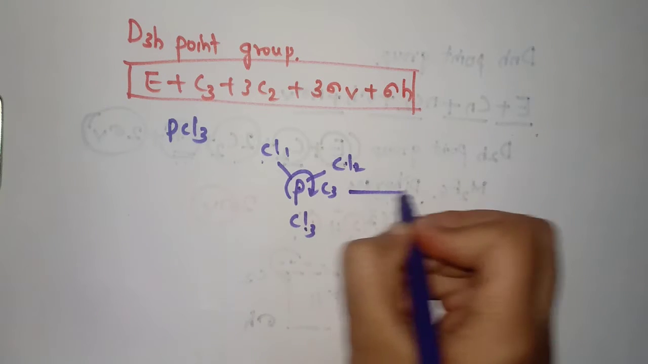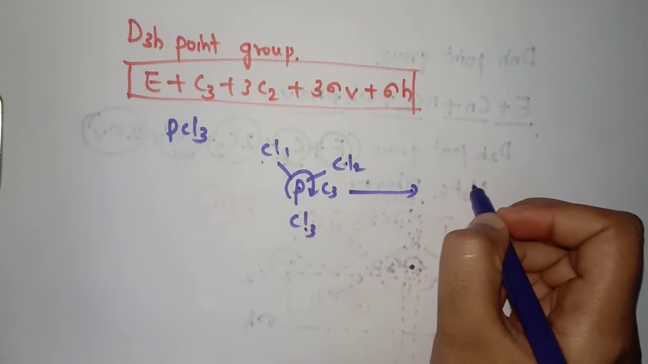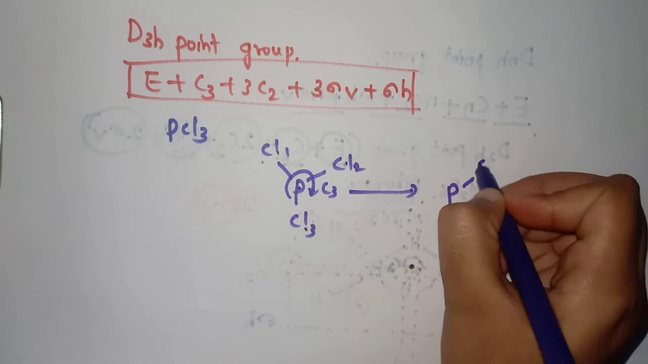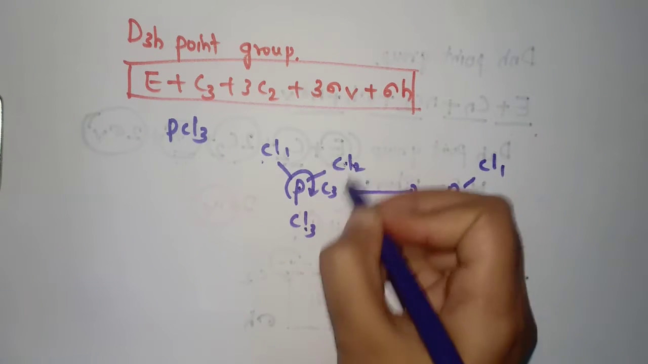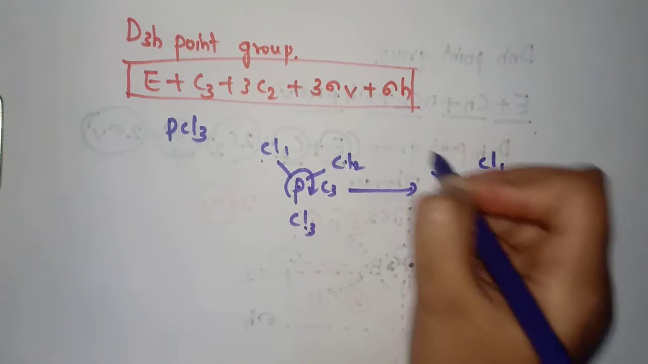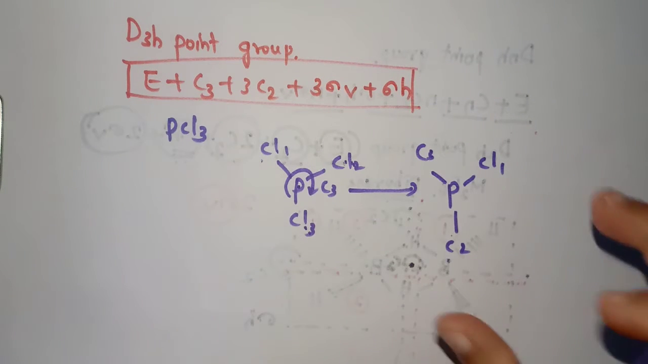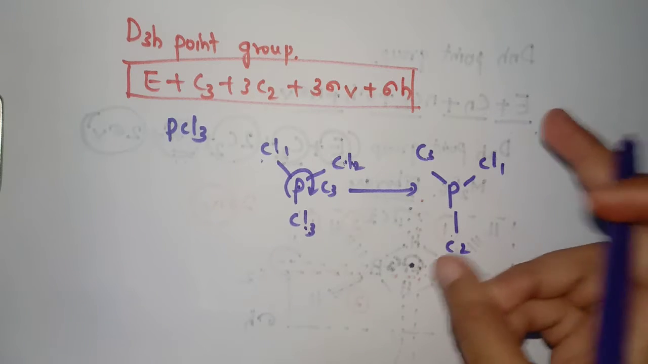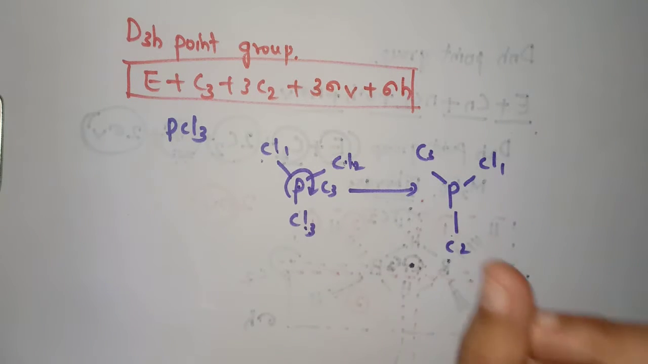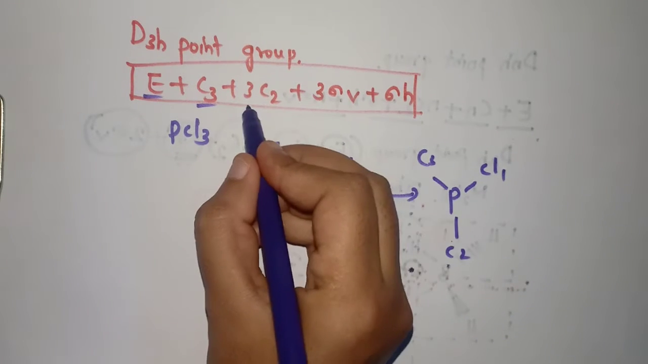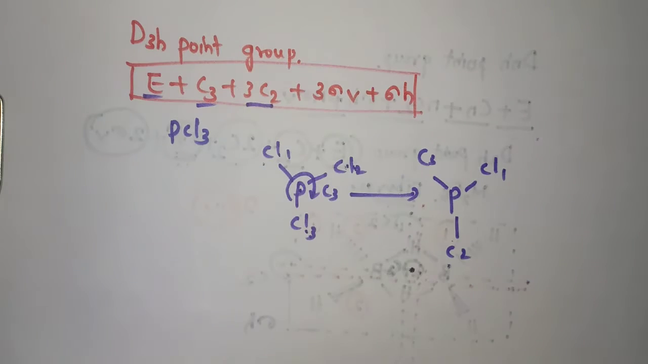See, I will show one of the operations here. After one rotation we will get the Cl1 here and the Cl2 here. Here we are rotating the molecule, and this C3 will go on the upper side like this. By performing C3 operations we will get this equivalent configuration of the PCl3. Now identity is over and C3 is over. Next is 3C2.